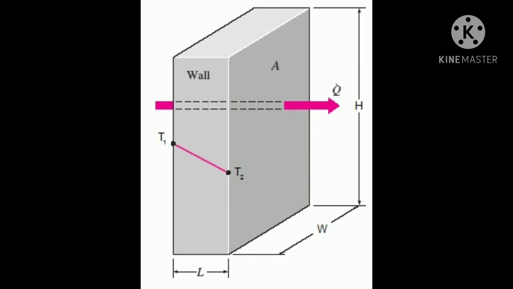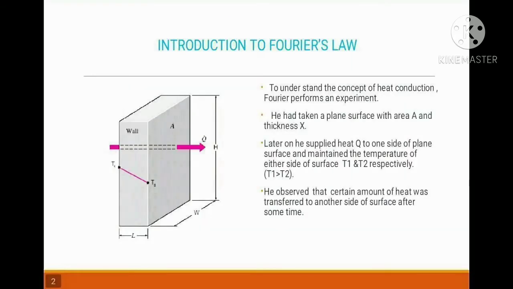If you observe this figure carefully, the wall is made from a height h and width w, due to which there is a cross-sectional area A, and L is the thickness of that wall. From one side of that wall, Fourier started to supply heat Q, which is shown by the dark pink arrow, and after some time he noticed that heat is transferred to the other side of the wall. At one end of the wall the temperature is T1, and at the other side of the wall the temperature is T2.